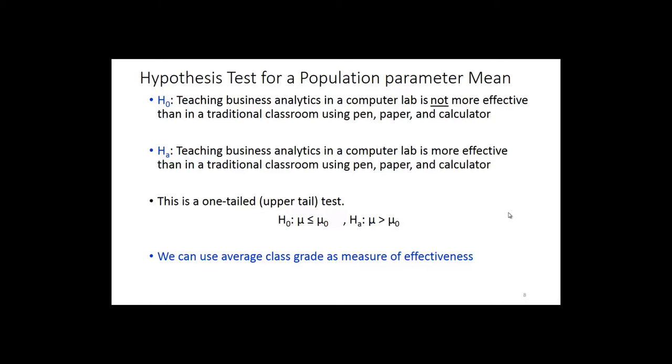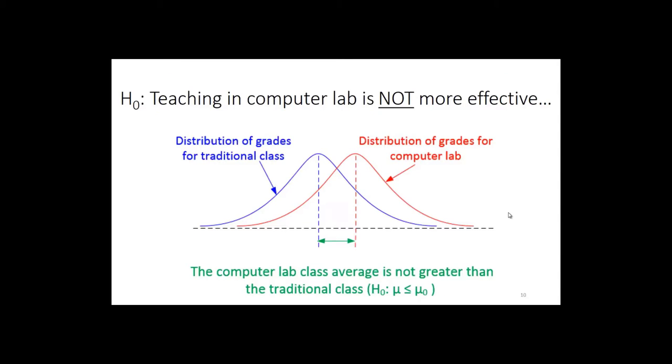How do we measure that? By the average grade of the students. So this will be a test of means. So we may have one of these two situations. Based on the null hypothesis, teaching in a computer lab is not more effective. We may observe some difference between the computer lab and traditional class outcome, but we don't call this big enough to be a significant difference. The difference could be due to sampling error, a different group of students. It's not showing a consistently better result from the computer lab.